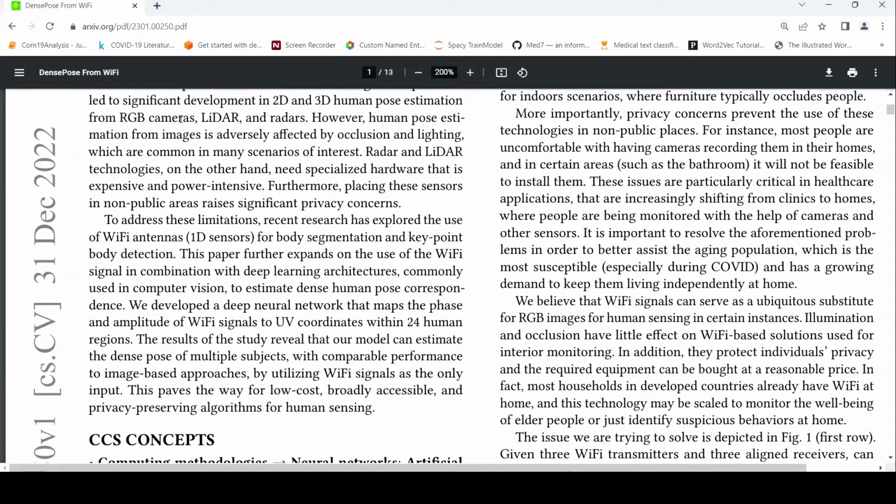So the problem with, say, RGB cameras, lidar and radars is that they are affected by occlusion and lighting. And radar and lidar are expensive technologies, need specialized hardware, and are power intensive, whereas Wi-Fi is very common. So this work has extended the use of Wi-Fi antennas for body segmentation and key point detection. So they are exploring that over here.